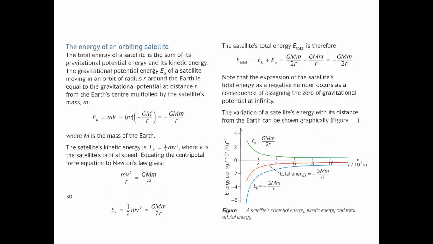And then the total energy would be the sum of the kinetic and the potential energies, and that comes out to be negative, which surprises some students. And if you draw that in a graph, then you can see that the bottom right quadrant is where the potential energy and the total energy are.